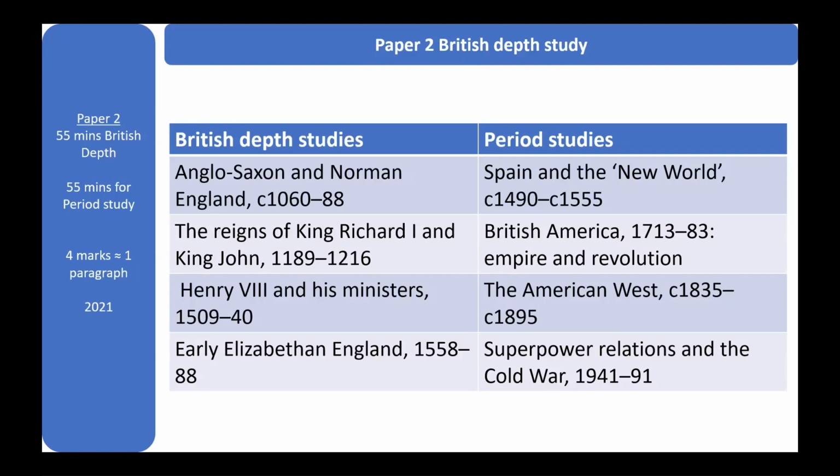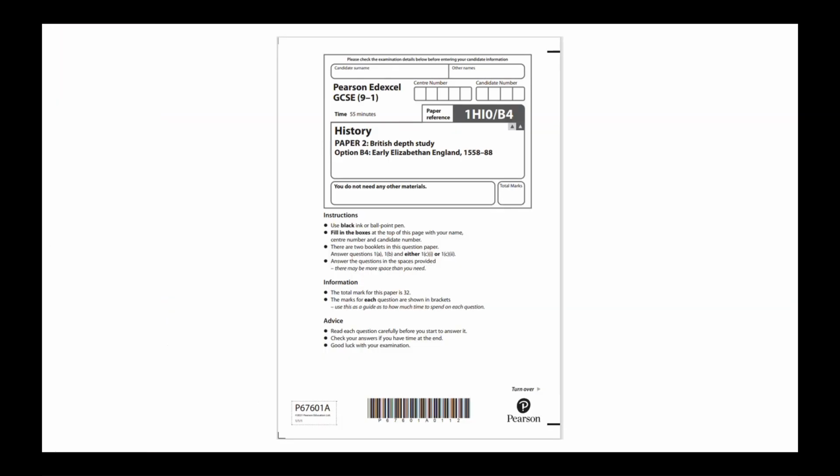We'll take you through the Edexcel GCSE Paper 2. Paper 2 is split into two different parts, the British Depth Study and the Period Study. You'll pick one from each side here. This video is for early Elizabethan England. If you studied anything else that's on the screen now, stop watching because you're wasting your time. I'll go through the 2021 paper for Elizabeth.